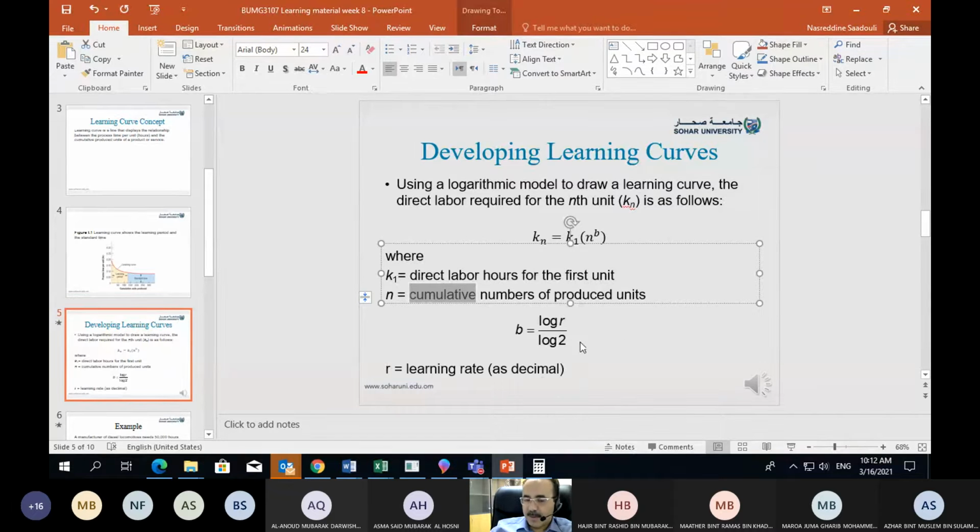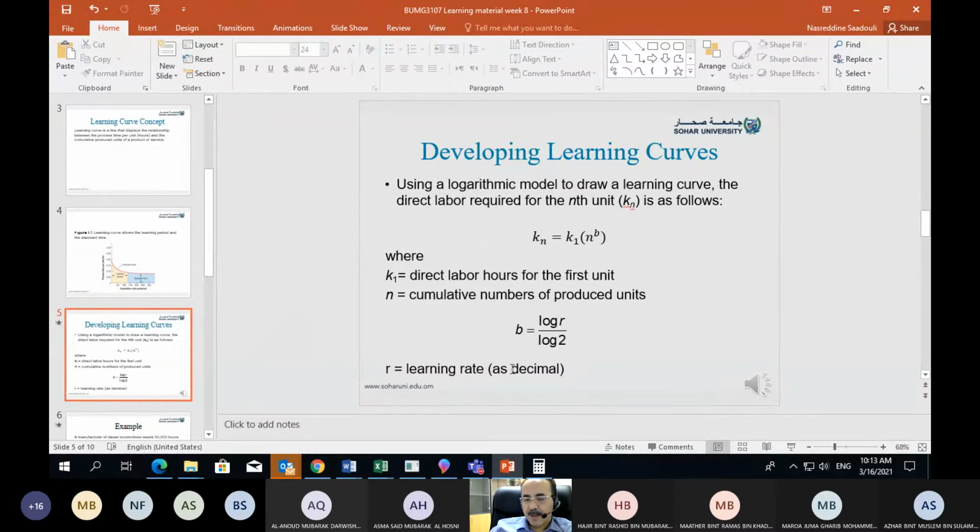B, on the other hand, is calculated as the log of R divided by the log of 2. Log is the natural logarithm. In some calculators and in Excel, instead of log, you're going to find that it says ln, natural logarithm. Divide by log of 2, and we're going to comment on this later, where R is a learning rate, and it's a decimal or a percentage. The learning rate is very important in understanding this whole thing.